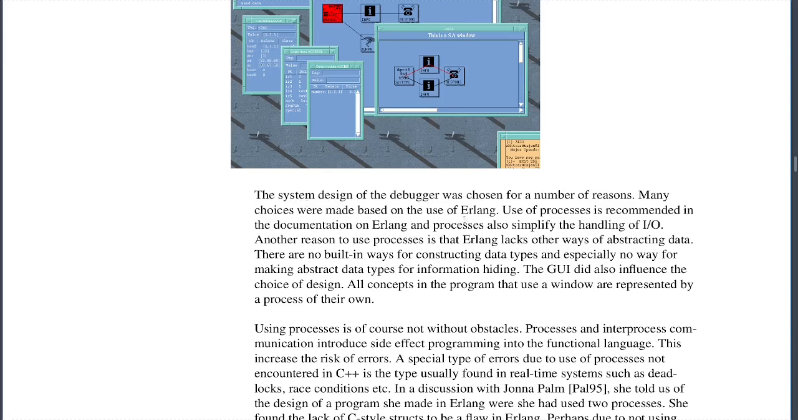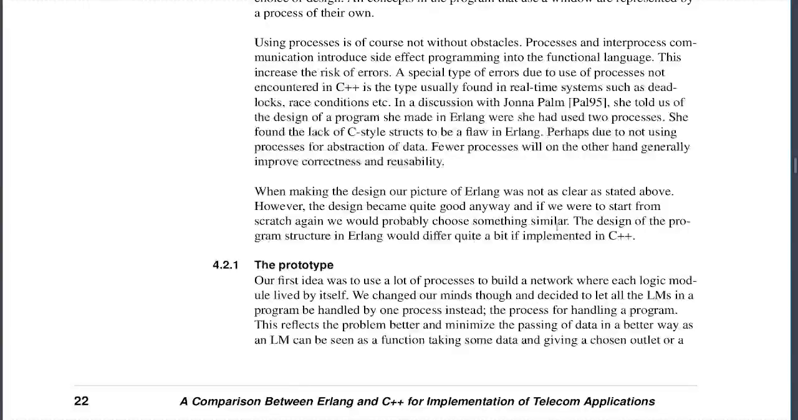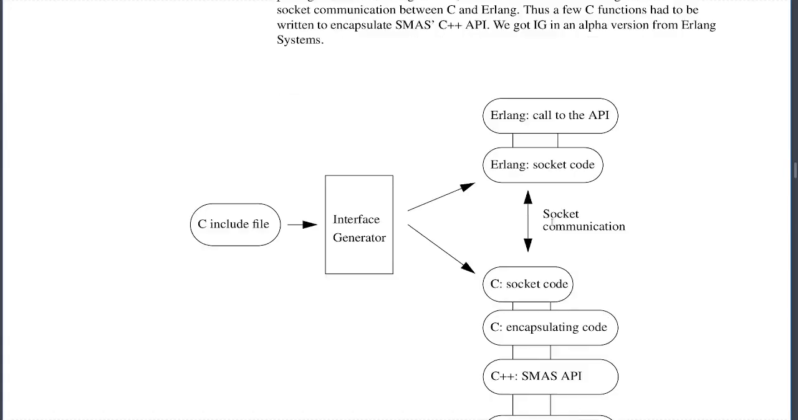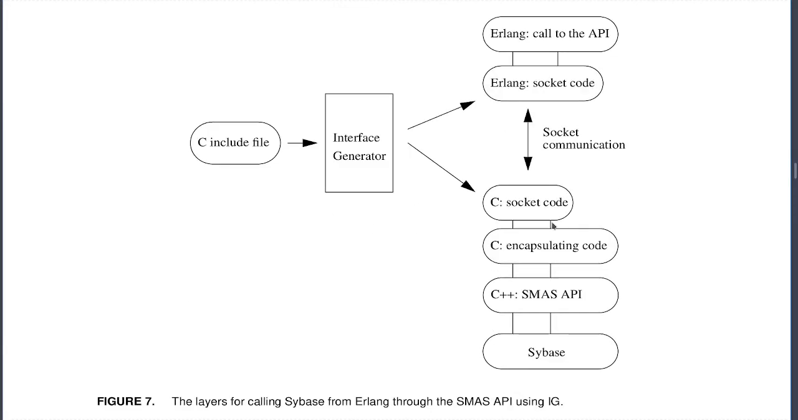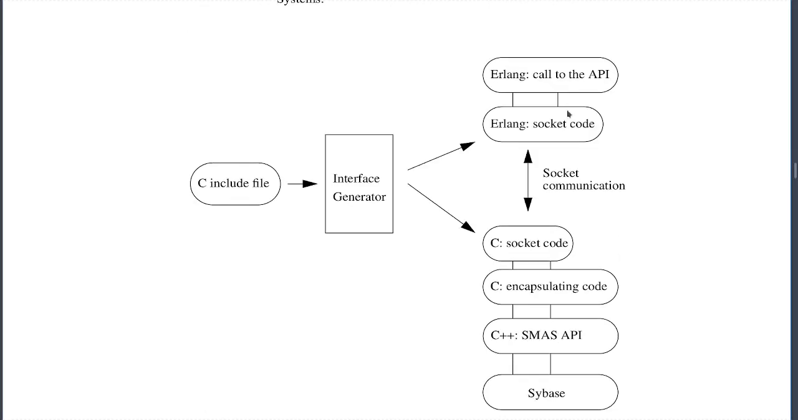Many choices were made based on the use of Erlang. We can switch that to prototype Erlang code. So we have another design here. That could be interesting to read a little bit here. I'll try to explain how it's working. We have the Erlang applications, the BEAM. We have the socket code, so this is the process. And we have the C socket code, so this is a port or something like that. I'm not sure at this time we had the port things. Maybe it's a BEAM. And so the process is communicating with these C interfaces.